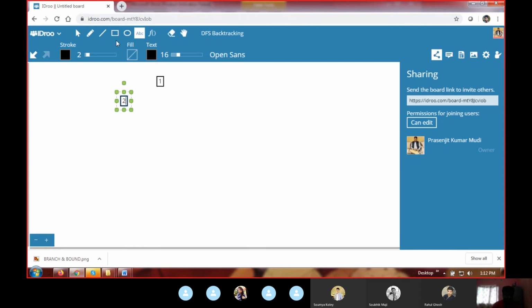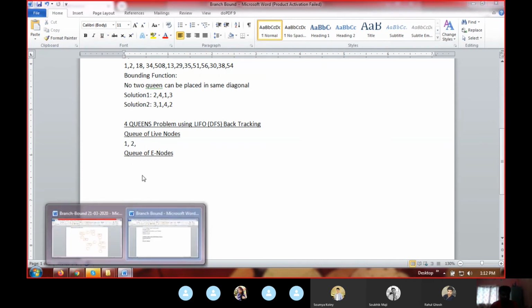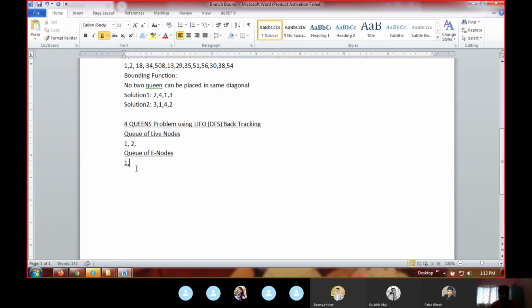Node 2, because this is now DFS, and the path traversed so far is x1 equal to 1. Okay, x1 equal to 1. So next, let's see the queue. The queue of live nodes earlier was 1. Now it is 2.